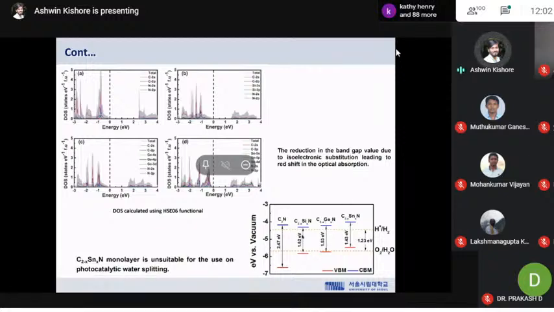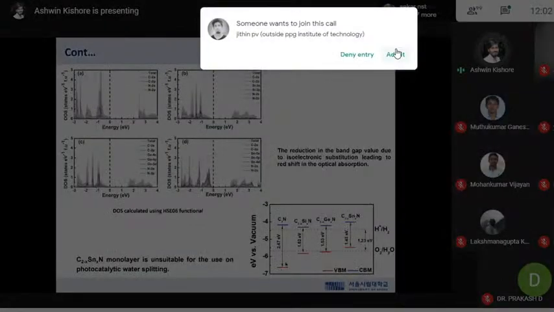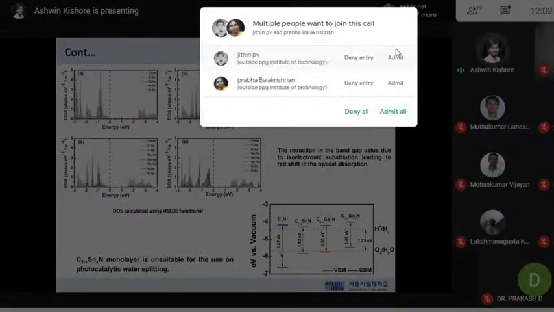The interesting thing is we calculated the band edge positions with respect to the water redox potential. In order to have the water splitting reaction, your valence band maximum should be lower than the oxidizing potential, and the conduction band minimum should be higher than the reducing potential. If you see the pristine C2N, thermodynamically it is favorable for water splitting. However, the valence band maximum is located far away from the oxidizing potential.